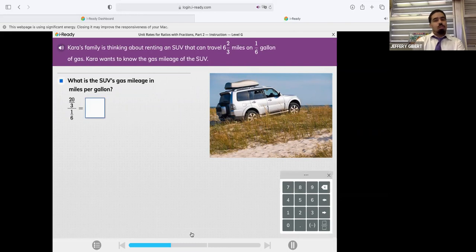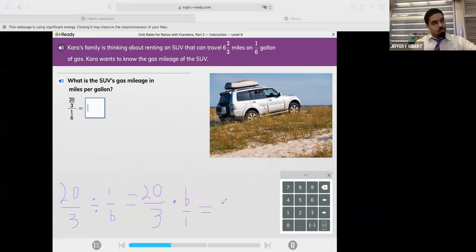What is the SUV's gas mileage in miles per gallon? All right, so Kayla Reyes, how do you get this answer? Divide 20/3 divided by 1/6. All right, so when you divide fractions, do you keep the first fraction the same or flip it to its reciprocal? Keep it the same? Yes, that's correct. And then for your division sign, keep it the same or change it to the opposite operation? Change it. What is the opposite operation? Multiplication. All right, and then do you keep the second fraction the same or flip it to its reciprocal? Flip it to its reciprocal. All right. So then when you multiply that out, what do you get?